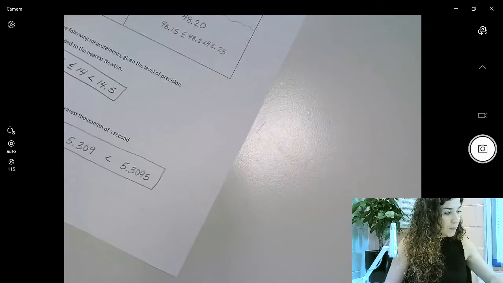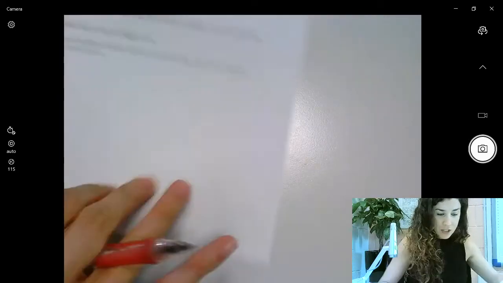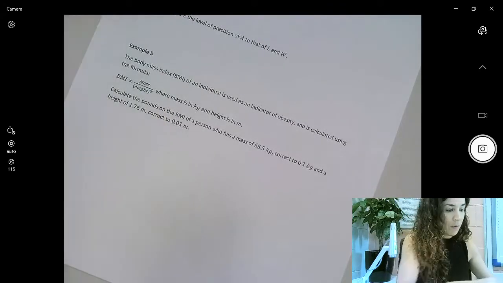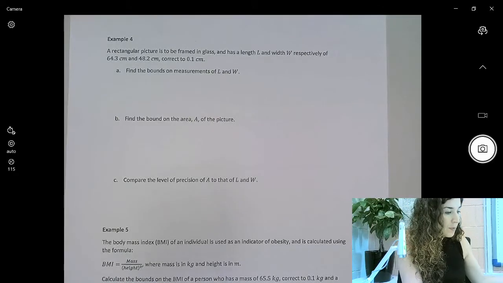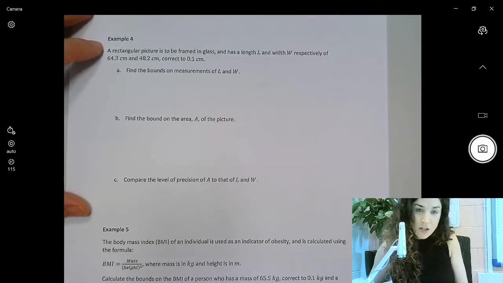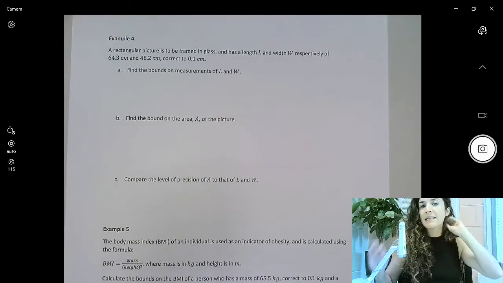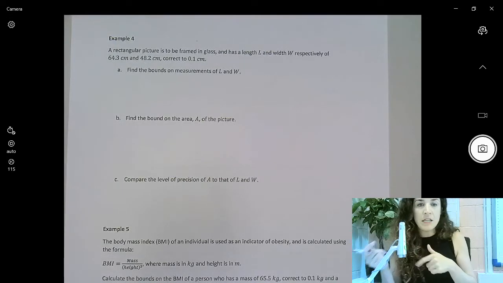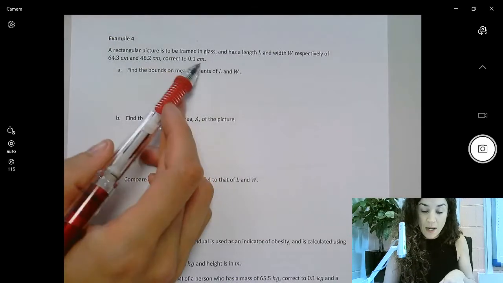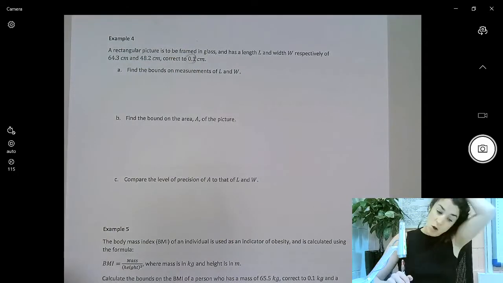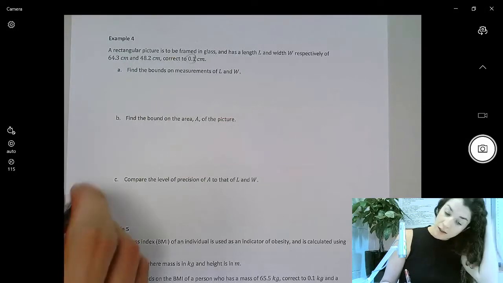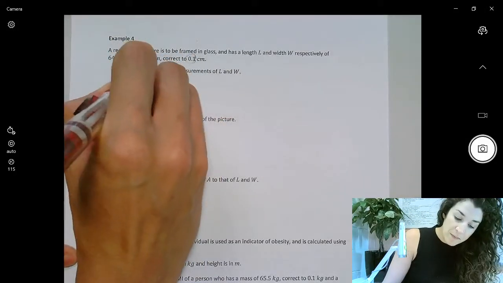Right, sometimes what we do is we complete operations with our bounds. So for our operations, a rectangular picture is to be framed in a glass and has a length of L, a width of W, respectively, these two numbers correct to 0.1 centimeters, which means that this is your level of precision. We're going to first find the bounds on our length and on our width.